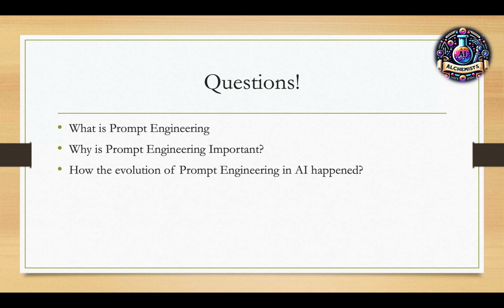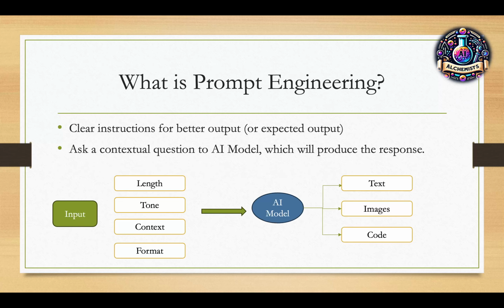Okay, so what is prompt engineering? Why is prompt engineering important? How did the evolution of prompt engineering happen in AI? These are some of the things we'll talk about first. Prompt is nothing but a clear instruction for better output. So you have an expected output, you have something in mind, and you want to get that by giving a proper instruction, right? If you talk to anybody and your instructions are not clear, they're not going to understand what you're talking about, right? This is the same thing with AI as well.